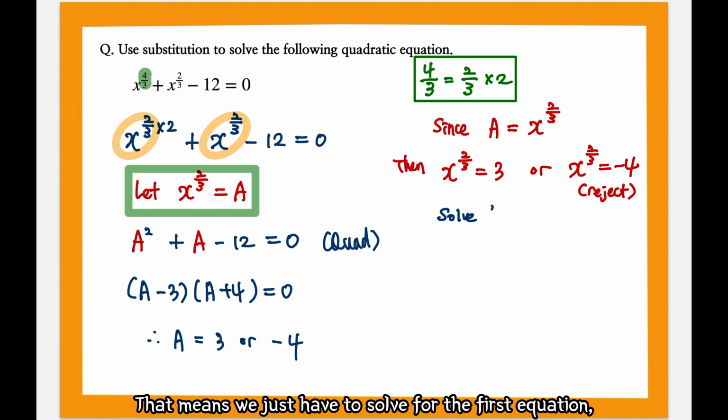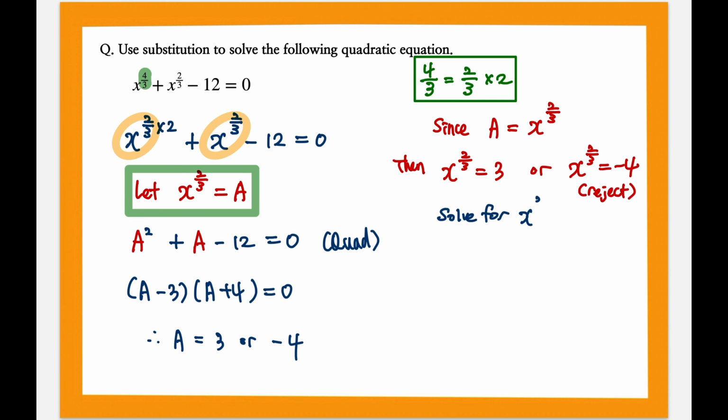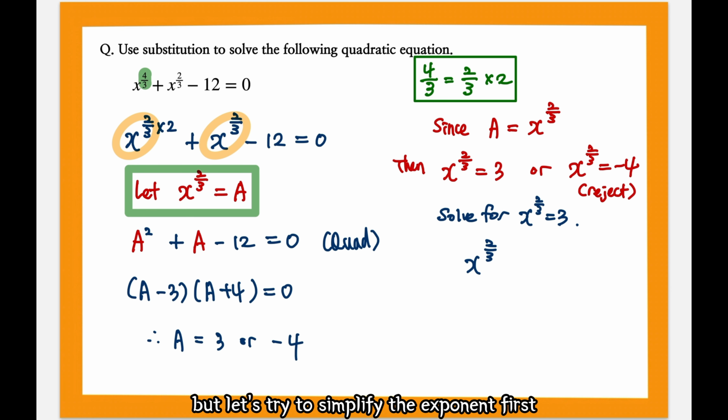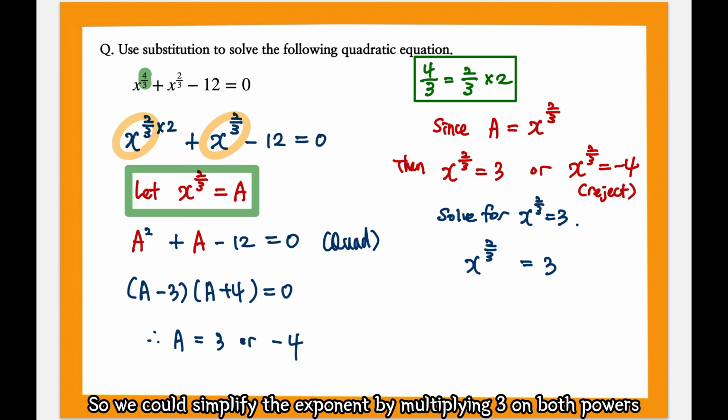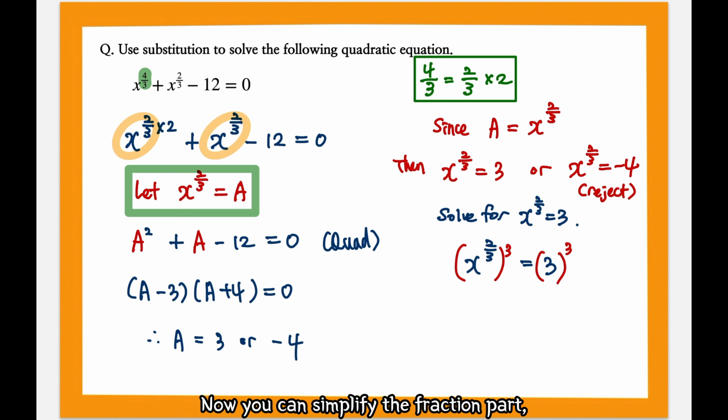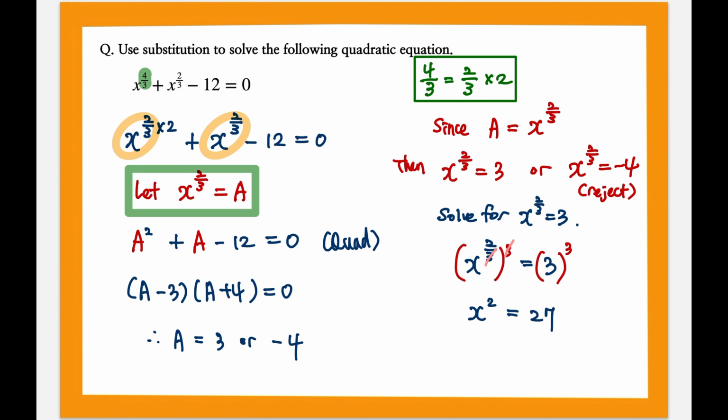That means we just have to solve for the first equation, which is x to the power of 2 over 3 equals to 3. It seems a little difficult to solve that equation, but let's try to simplify the exponent first. So we could simplify the exponent by multiplying 3 on both powers. Now you can simplify the fraction part. So it turns into x squared equals to 27.